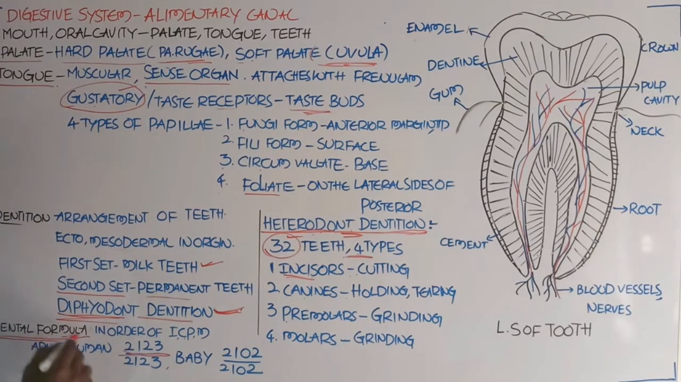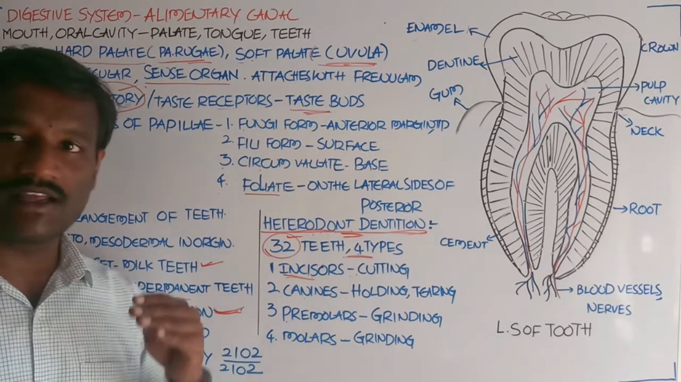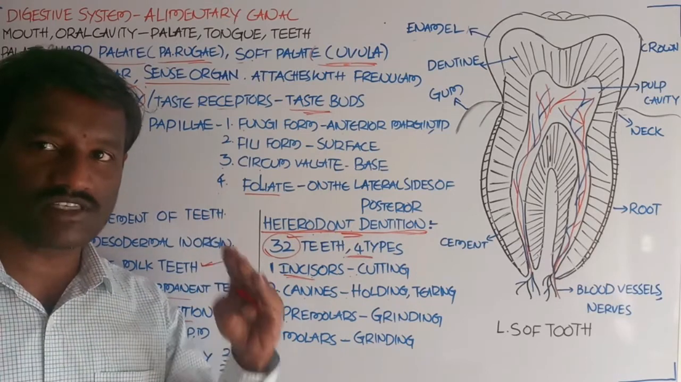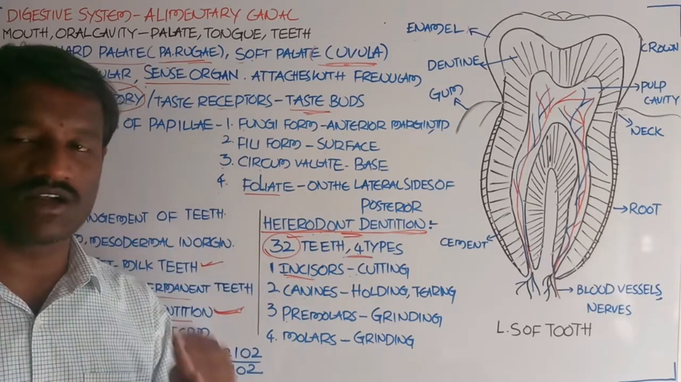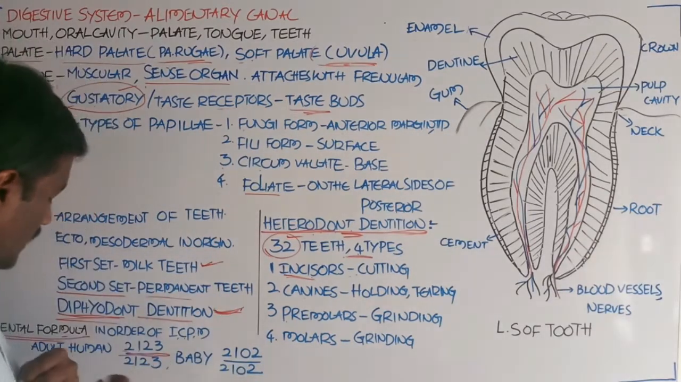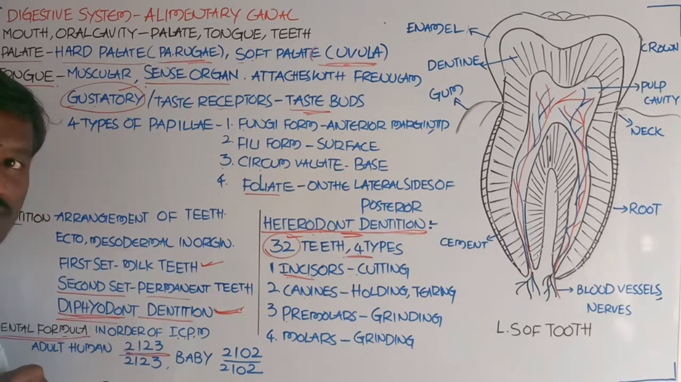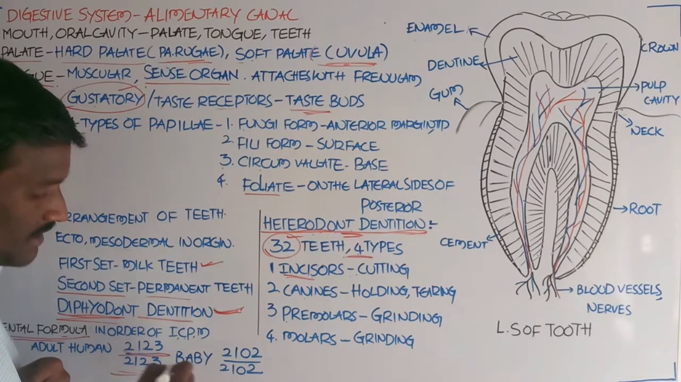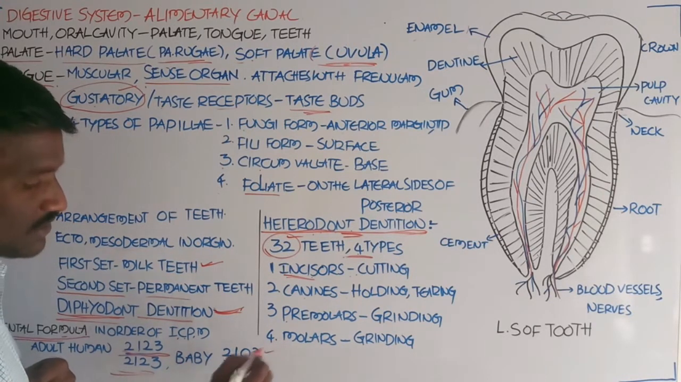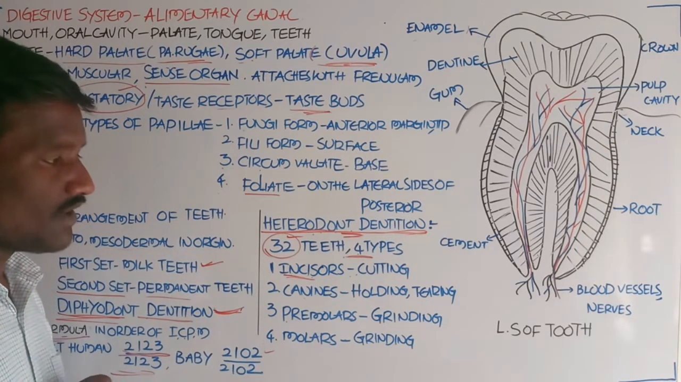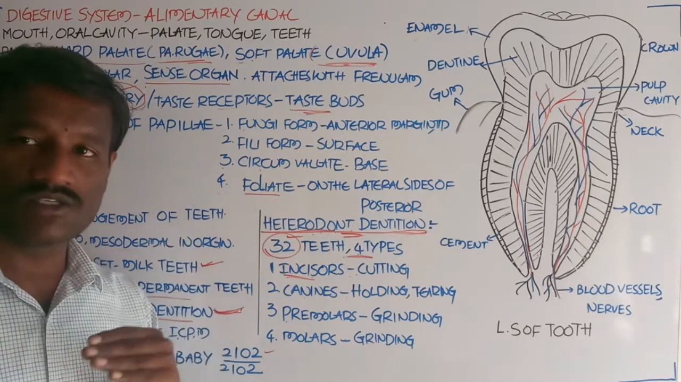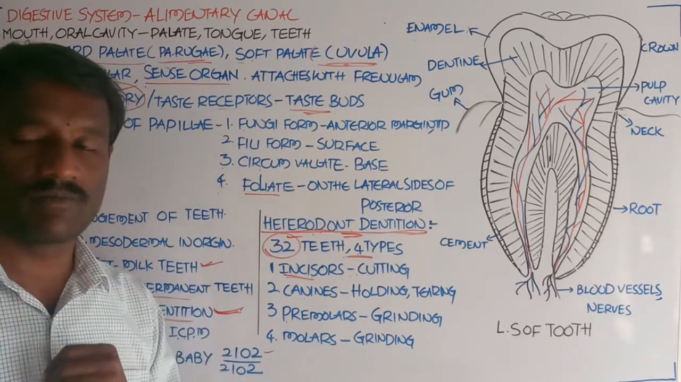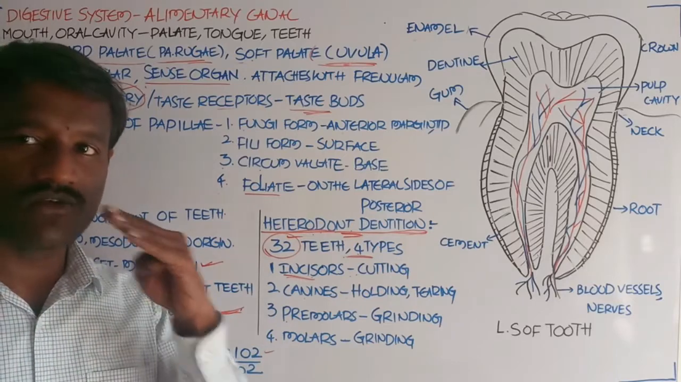And what about the dental formula? The dental formula means the arrangement of the number of teeth in each half of both jaws in the order of incisors, canines, premolars and molars. The dental formula in adult human beings is 2123 by 2123. If you observe a baby, the dental formula is 2102 by 2102. Among the molars, the third molar appears late, so it is called wisdom teeth.